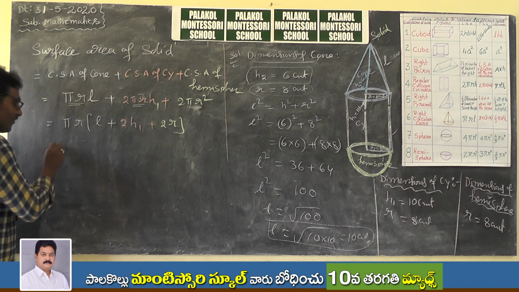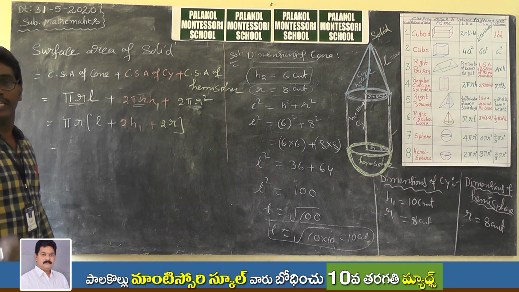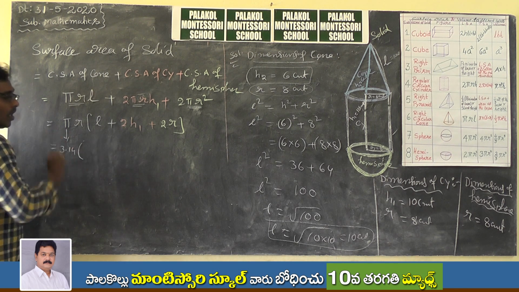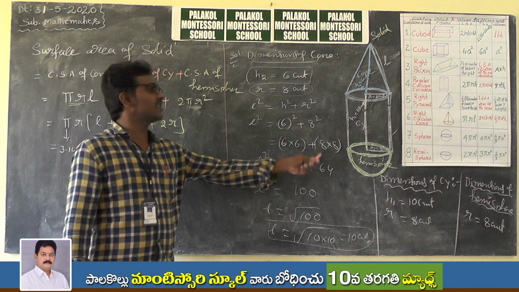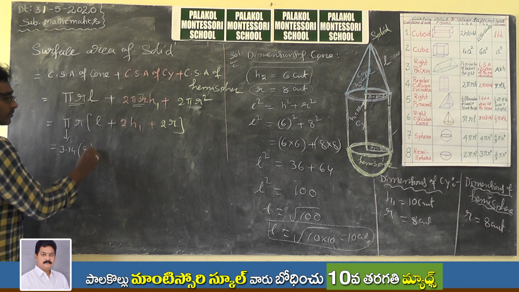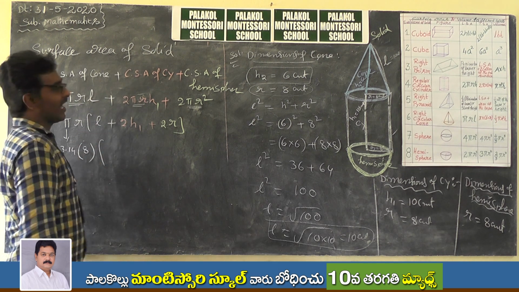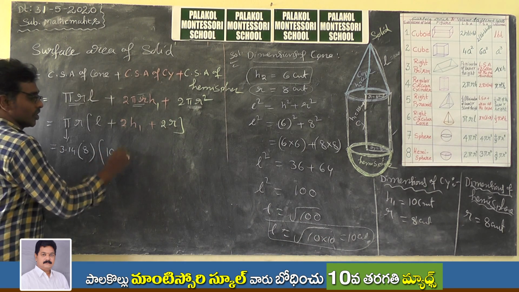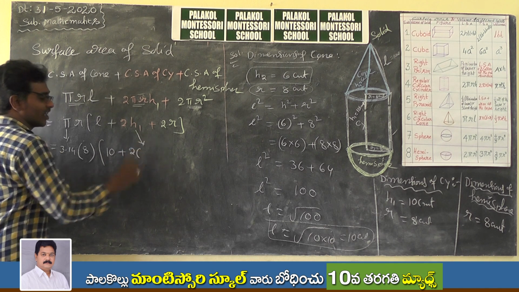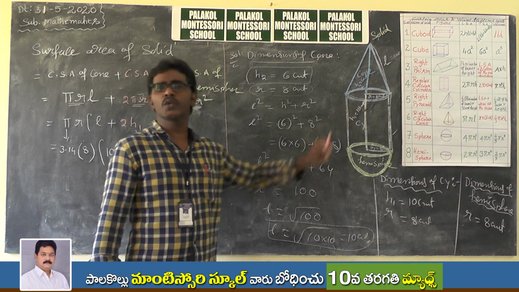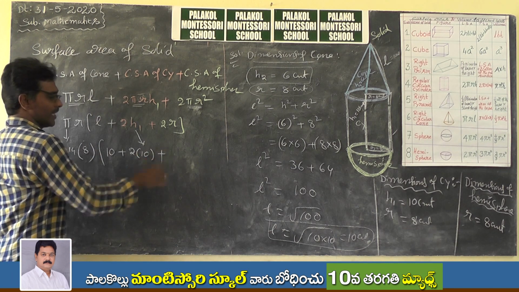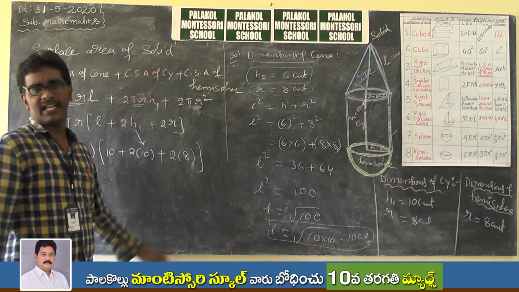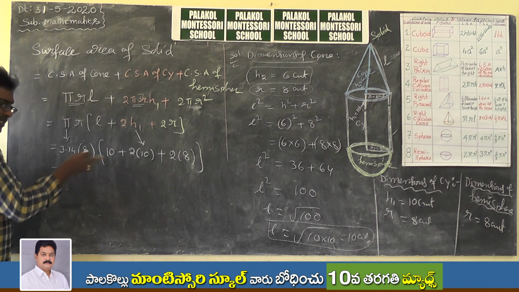Now see, the pi value is 3.14. So in this place I write 3.14. What is the radius r? r is equal to 8. So 8 of L, the slant height of the cone, you get this value 10. So write that 10. Plus 2 into h1, meaning the height of the cylinder, that is equal to 10. So 2 of 10. Plus 2r, 2 into the radius of the sphere, 8.